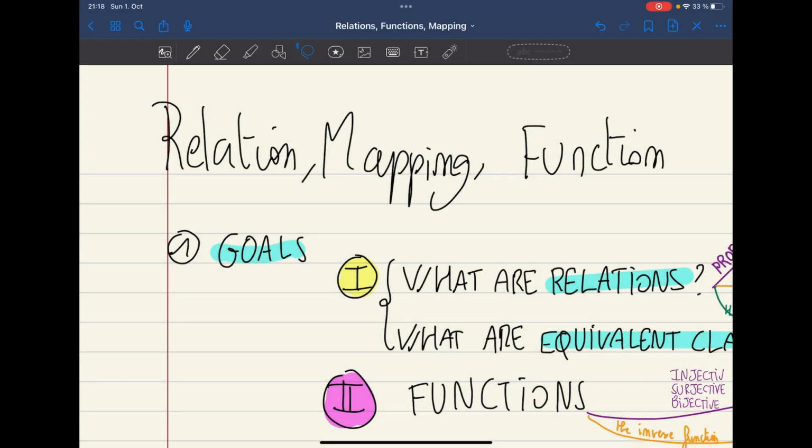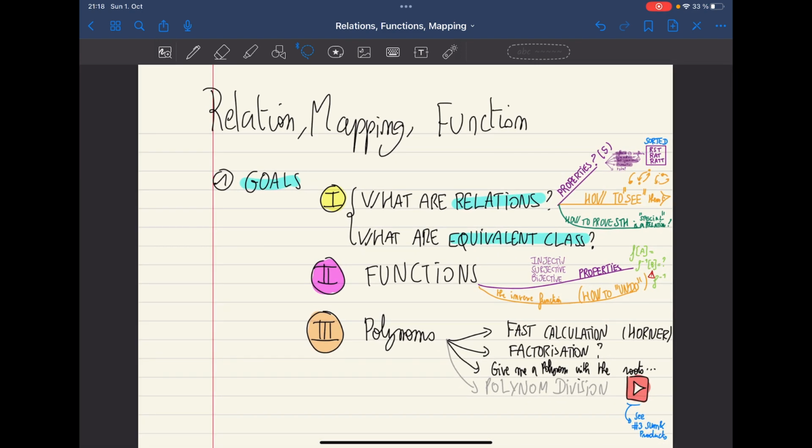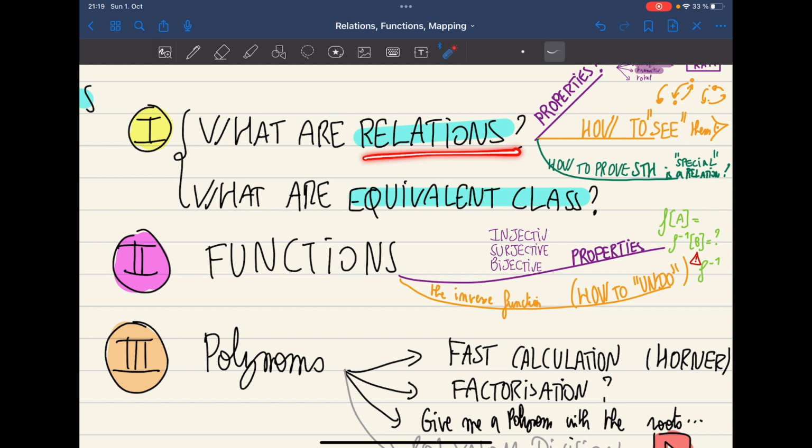Welcome to this video about relations, mapping and functions. Today we have many goals, mostly in three categories. First, relations, second, functions, and third, polynomials. For the first topic, relations, there are really two things which are important: understanding what a relation is and what an equivalence class is.